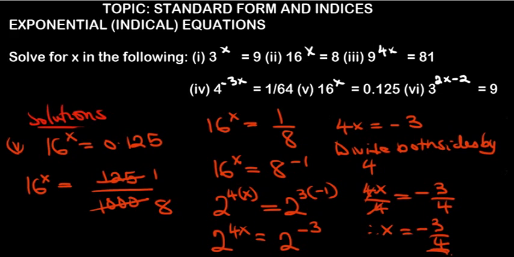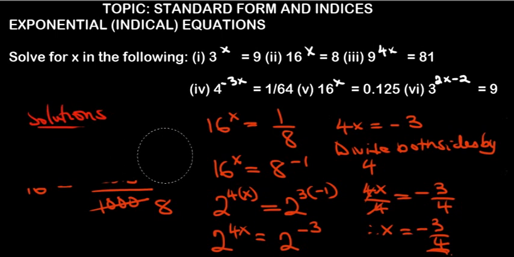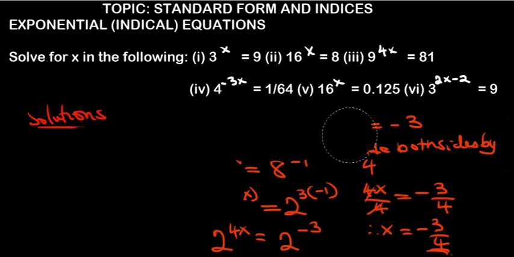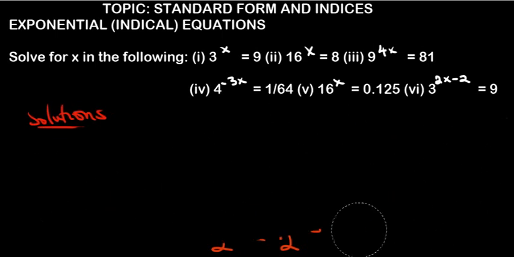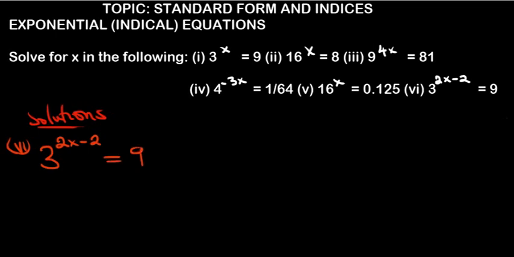Now let's see what we have in the last question, which is question number 6. Question number 6: we have 3 raised to the power 2x minus 2 equals 9. So 9 can be written as a power of 3. 3 raised to the power 2x minus 2 equals 3 raised to the power 2.